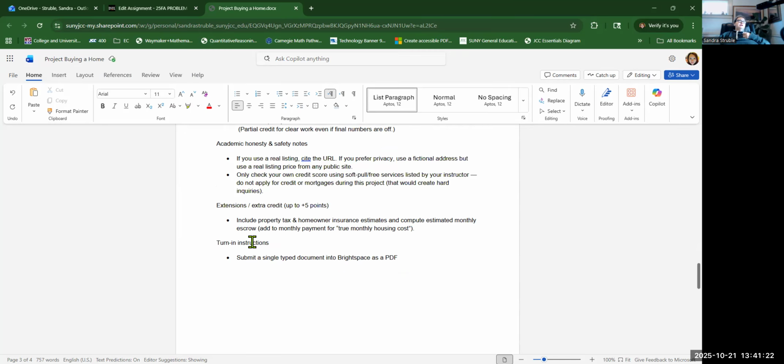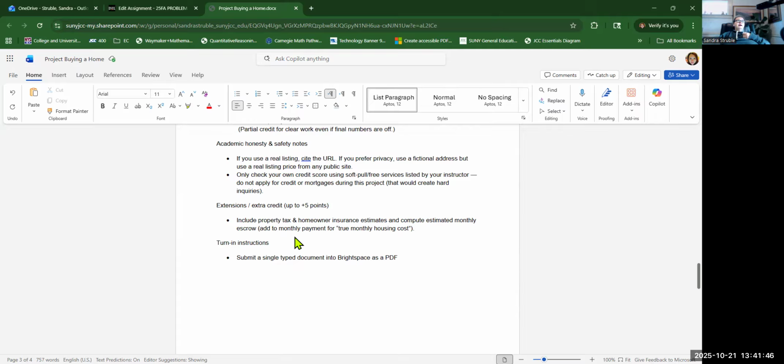And here's an extension. There's an extension of extra credit of up to 5 points. Include the property tax and homeowners insurance estimates and compute estimated monthly escrow. So you wouldn't have this monthly computation for that. You will have homeowners insurance and property tax, but you won't have escrow because of that 20% that I'm having you put down.